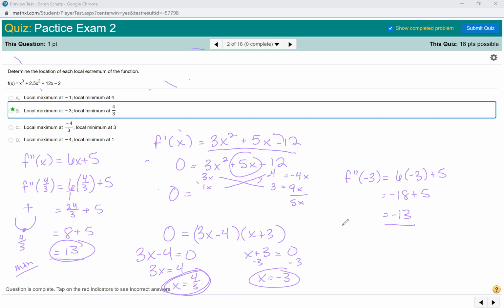Well, you guys, what does it mean when the second derivative is negative? A negative means concave down. So the positive goes with the word up and the negative goes with the word down. So that kind of makes sense. It means at -3, this is what the graph looks like. So you can see that -3 is a max.